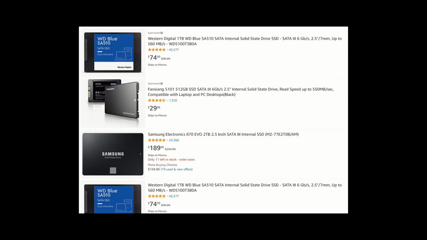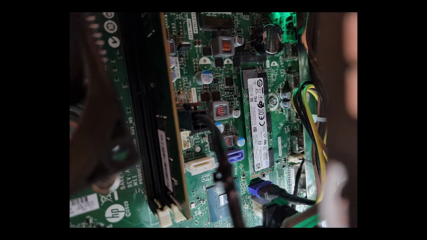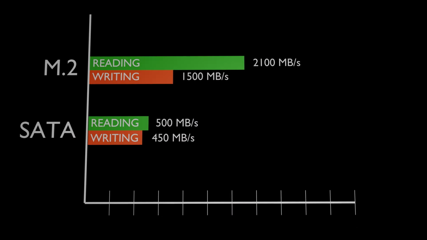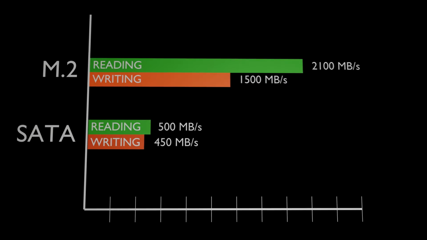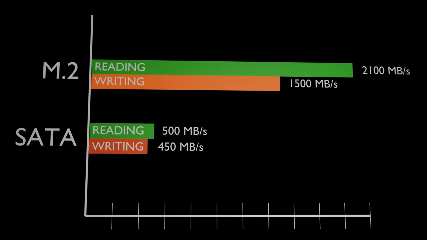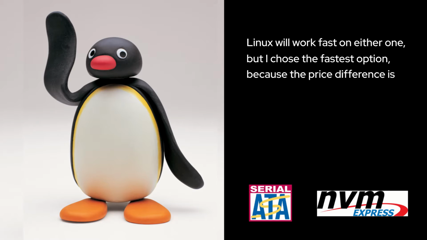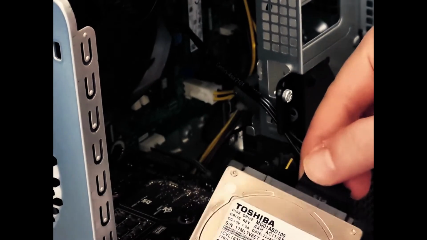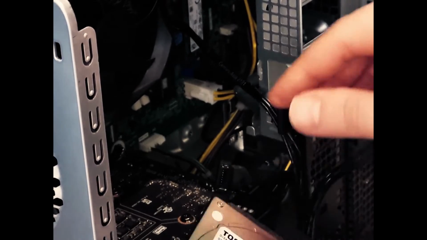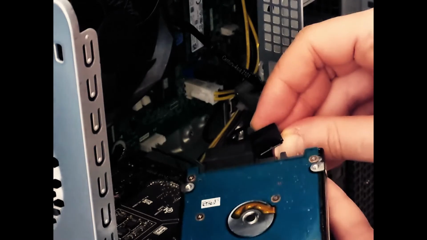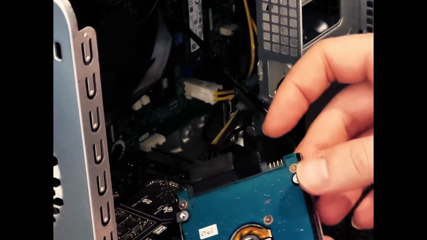Optionally, I could have gotten a SATA 2.5 type solid state drive, as I have open slots for those, but I chose to use the M.2 because it has faster data transfer. Linux will work fast on either one, but I chose the fastest option because the price difference is negligible. Later on, if I need more space, I can install a SATA 2.5 SSD drive to store large files and share them between the two operating systems.